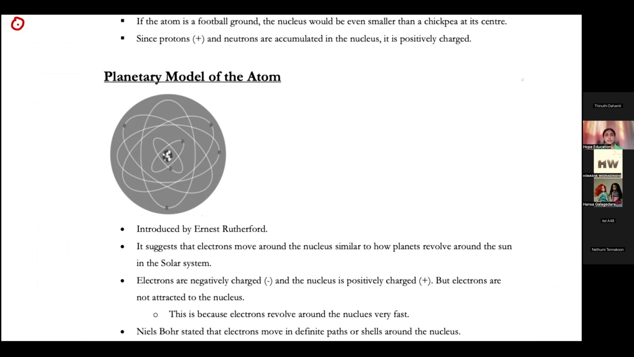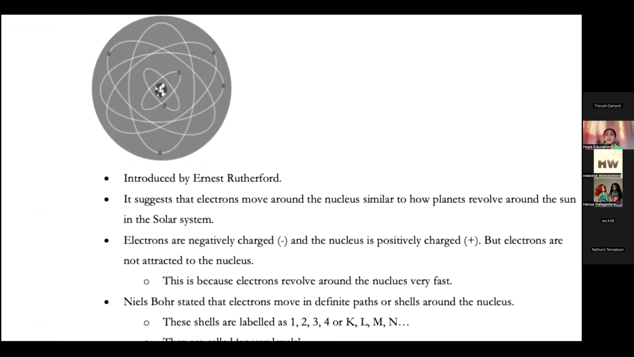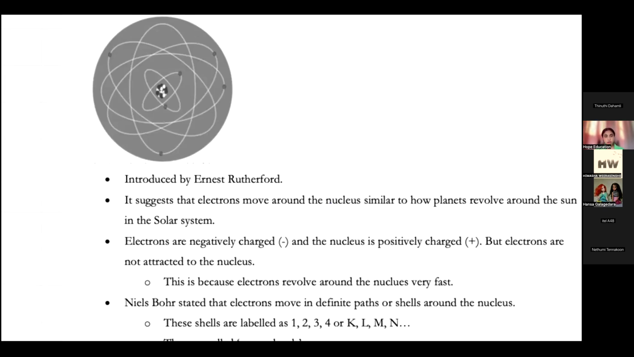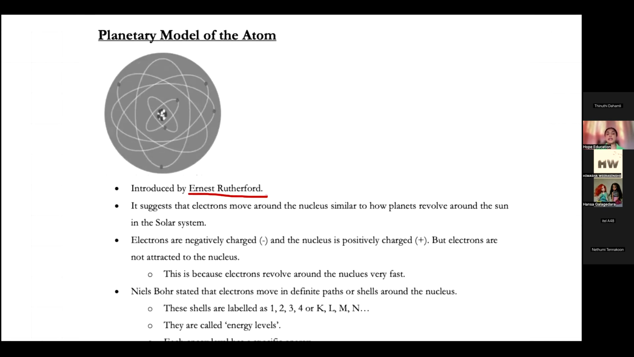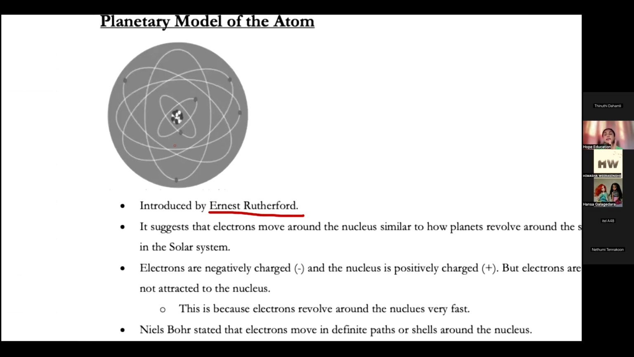Let's read this and see what it says. Okay. Planetary model of the atom. This is on page 2. Introduced by Ernest Rutherford. So Ernest Rutherford was a scientist, children. He was a genius, right? He was a genius because he did a lot of studies on the atom and on subatomic particles, and he found a lot of things. One of the things he found was that there are protons inside the atom. Anyways, Ernest Rutherford said that the atom is like the planetary model.